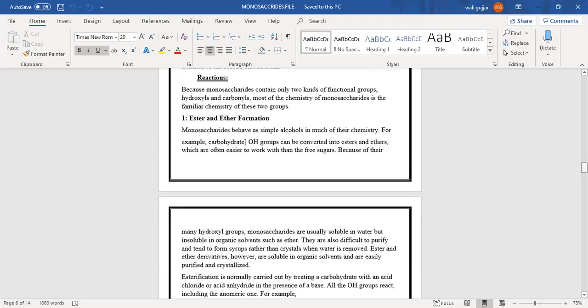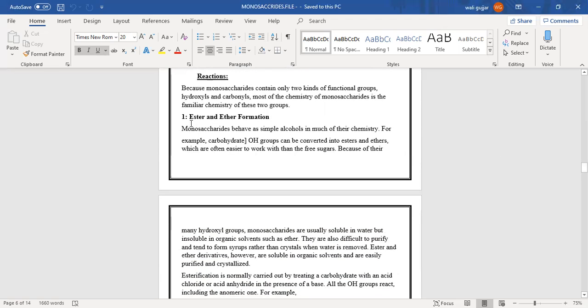Then we see reactions. The first important reaction of monosaccharides is ester and ether formation. Monosaccharides behave as simple alcohols in much of their chemistry.